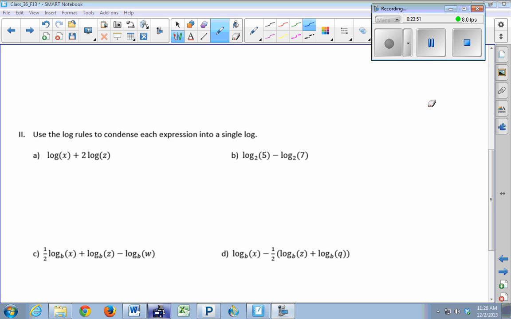Okay. And at first they're a little tricky, but as you do it, by the end of the hour today, you're going to feel a lot more comfortable with these properties.